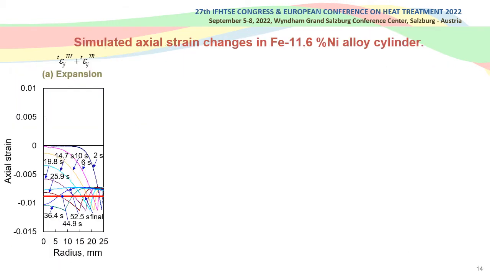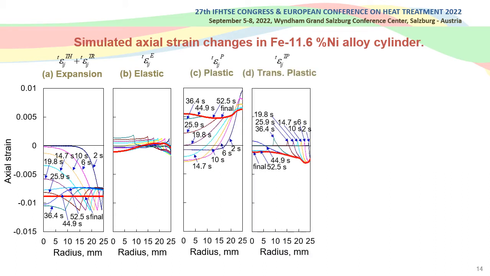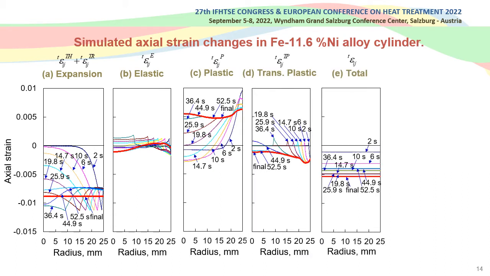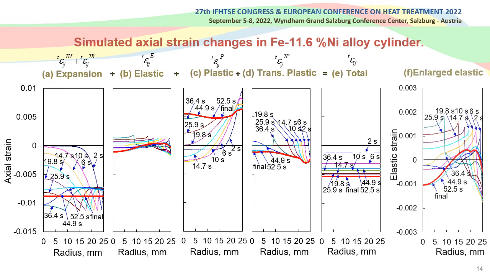Various types of strain can be obtained from the simulation. First, the thermal strain plus the transformation strain is called expansion strain. Changes in the expansion strain are shown graphically here. Changes in the distribution of axial elastic, plastic, transformation plastic, and total strains can also be plotted as shown here. Please note the total strain is derived from the additive equation. Since the absolute amount of elastic strain is smaller than other strains, the graph is enlarged.